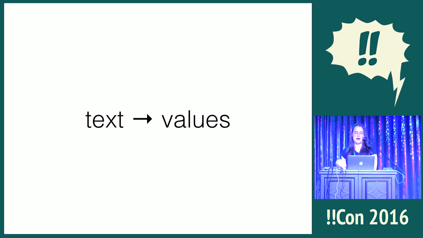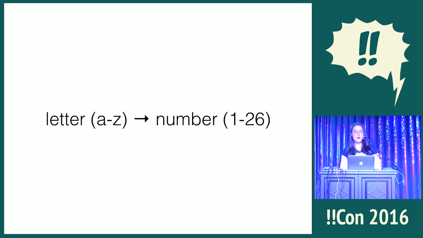But the question arises, how do I convert a text into a vector? There are a number of ways, and the first thing that I tried was the simplest thing I could think of. Let's just convert each letter to the number corresponding to its position in the alphabet.